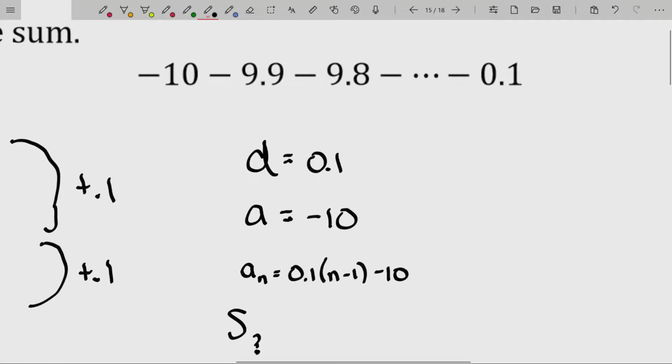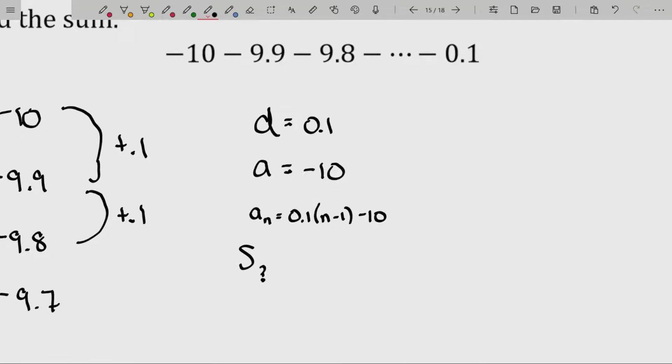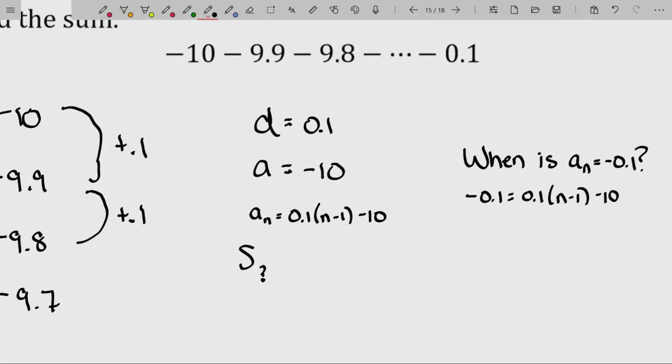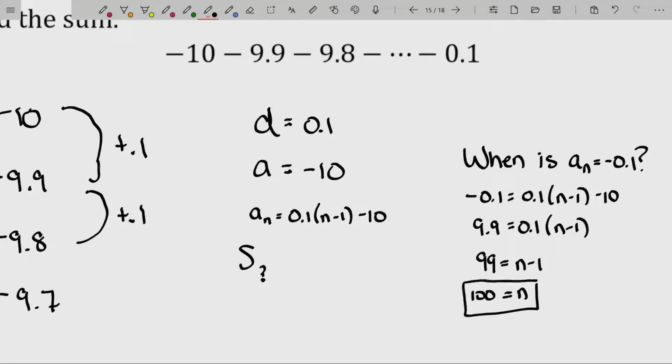Or if you don't like that as a reason, then I'll just say, when is a sub n equal to negative 0.1? That's another way you could do it, and then you could solve. It's negative 0.1 when 0.1 times n minus 1 minus 10 equals negative 0.1. Okay, we'll add 10 to both sides. You get 9.9 is equal to 0.1 times n minus 1. Divide both sides by 0.1. You get 99 is equal to n minus 1. Add 1 to both sides, and you get the 100 that I said it was going to be.